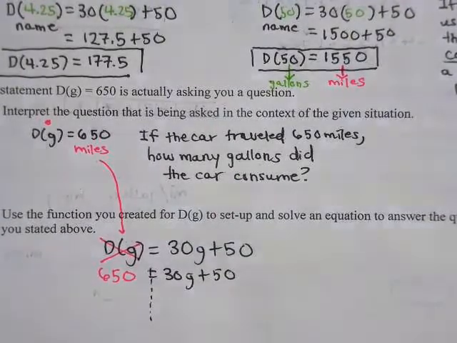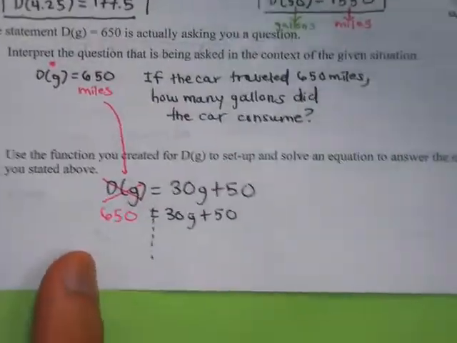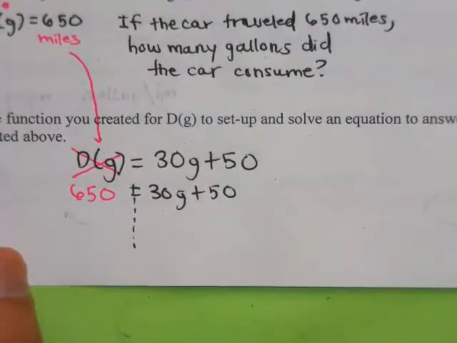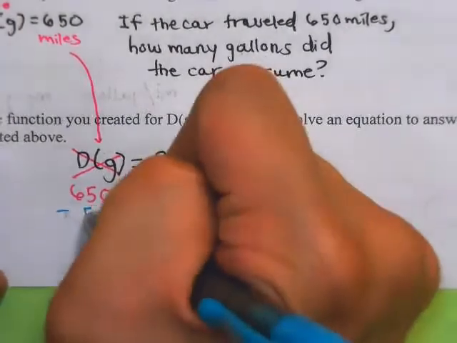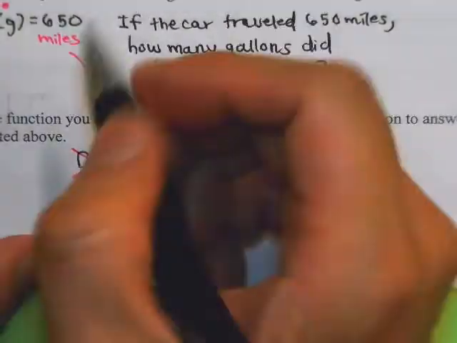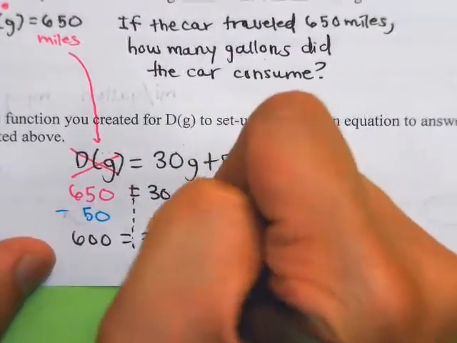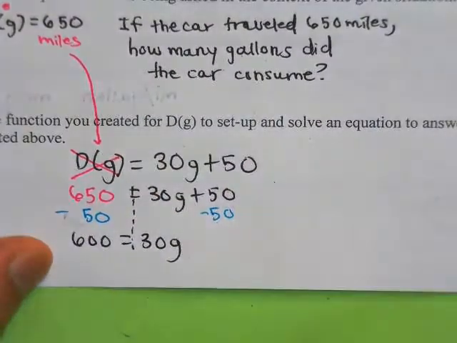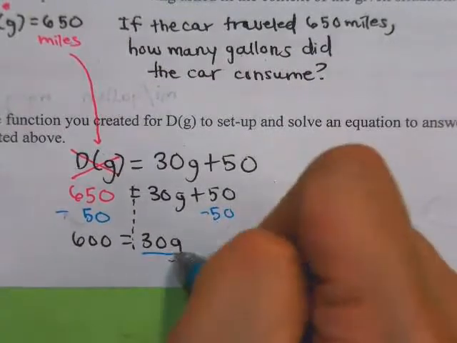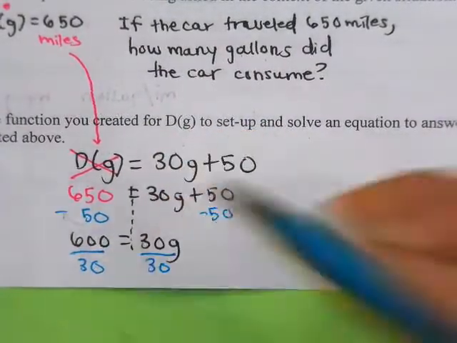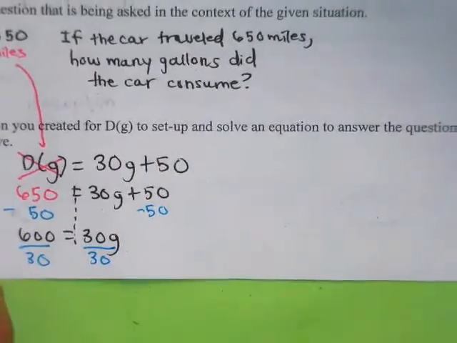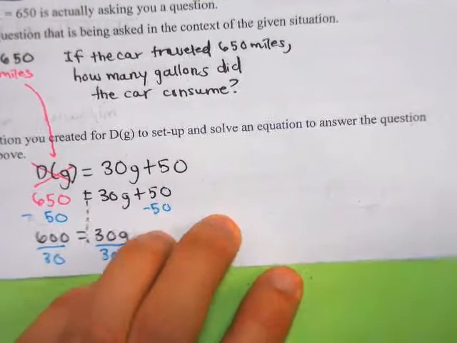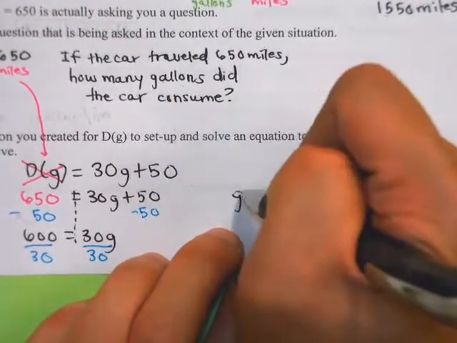Now, this is looking like an equation that we have seen in the first couple of weeks of school. Solve it, please. Next step. Minus 50. 600 is equal to 30G. And then divide both sides by 30. I'm going to put G on the left side, so apologies for that.